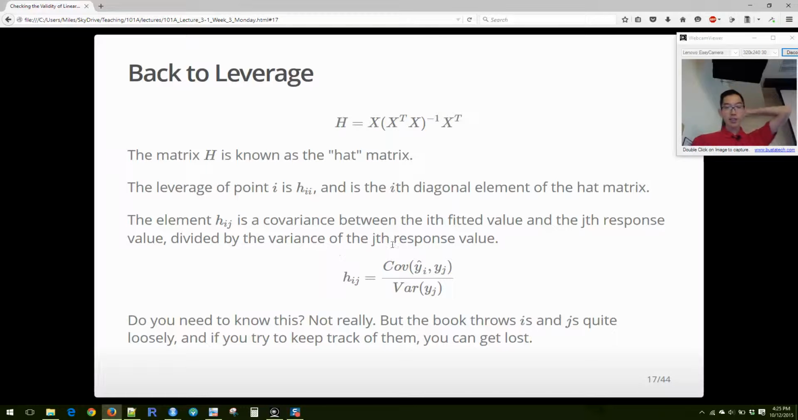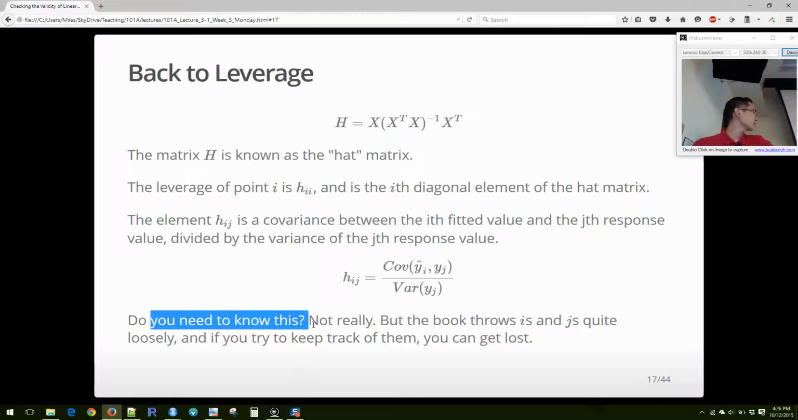And that is, let me just make sure I get this right. It is the covariance between the ith fitted value, y hat sub i, and the jth response value, divided by the variance of the jth response value. So this is what it is. So when you fill in the rest of the hat matrix, it's this.